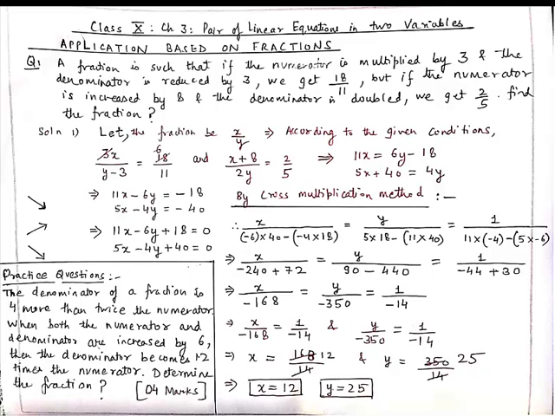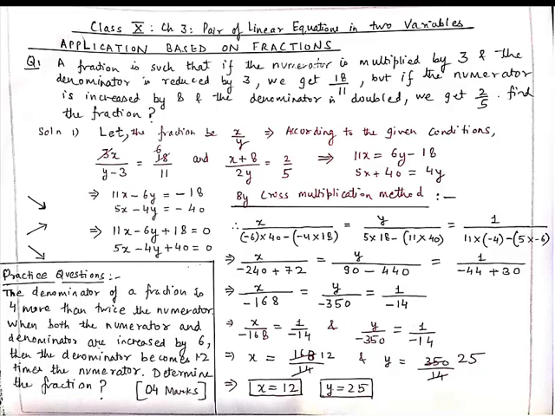So from here, now we will equate x upon minus 168 with 1 upon minus 14, and y upon minus 350 with 1 upon minus 14. So on cross multiply, negative negative will cancel out, and 168 upon 14 is 12. So x is equal to 12 and y is equal to 350 upon 14. Now from here we get y is equal to 25.